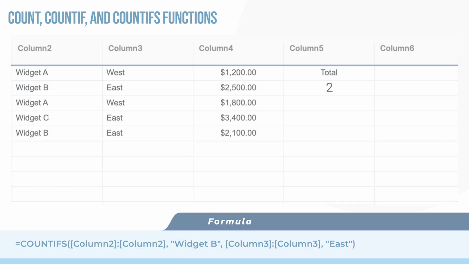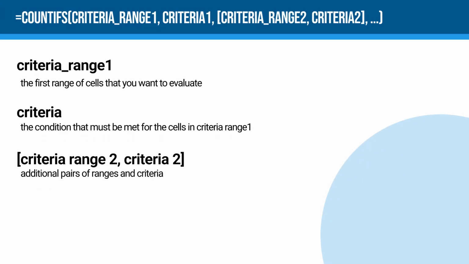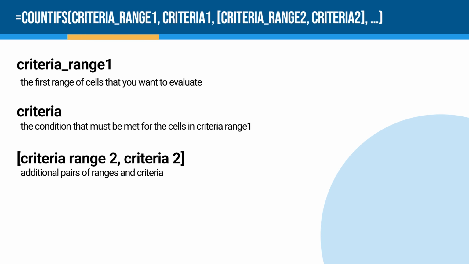Let's break down the COUNTIFS formula. Criteria range 1. This is the first range of cells that you want to evaluate. Each cell in this range is tested against the corresponding criteria 1. Criteria 1. This is the condition that must be met for the cells in criteria range 1. Like with COUNTIF, it can be a specific number, text, expression, or a cell reference.